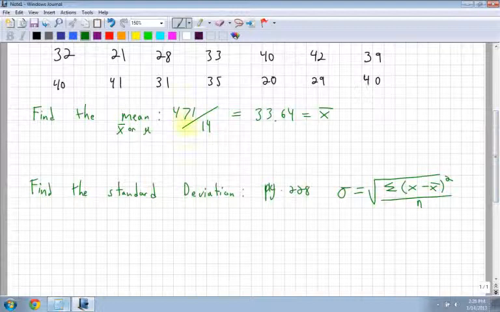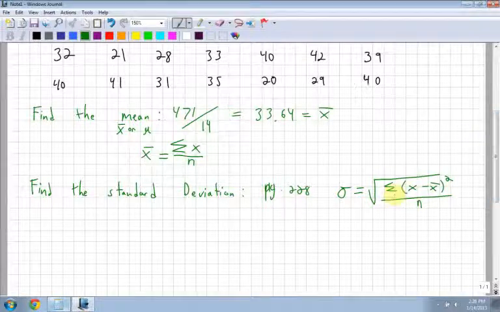Like up here, how I have 471 divided by 14, I could rewrite that as sigma, capital sigma, which means the sum of all my x's divided by the number that there are. So that's another way to write the mean. That's what x bar is: the sum of all the values, divided by n, how many there are. So this time I have to do a little bit more work here. Well, I have the mean, which is good, and I have all my values up there, and I also have the number of values that there are, so I have all my pieces of information.